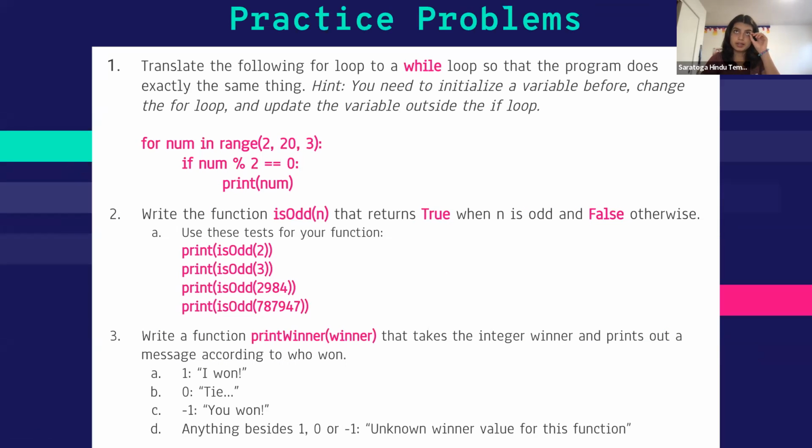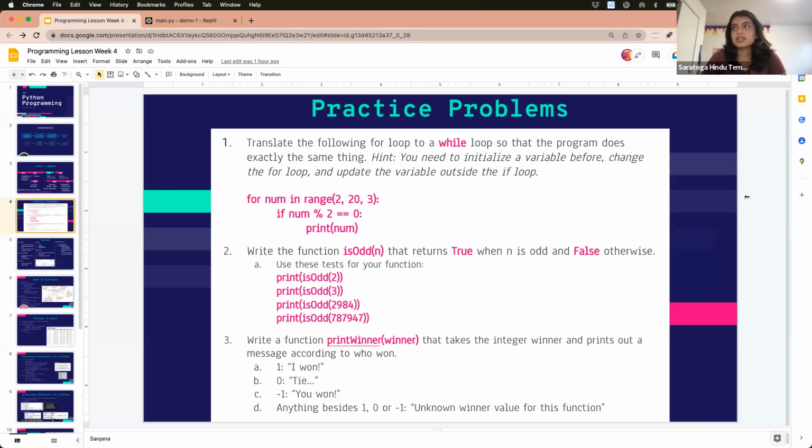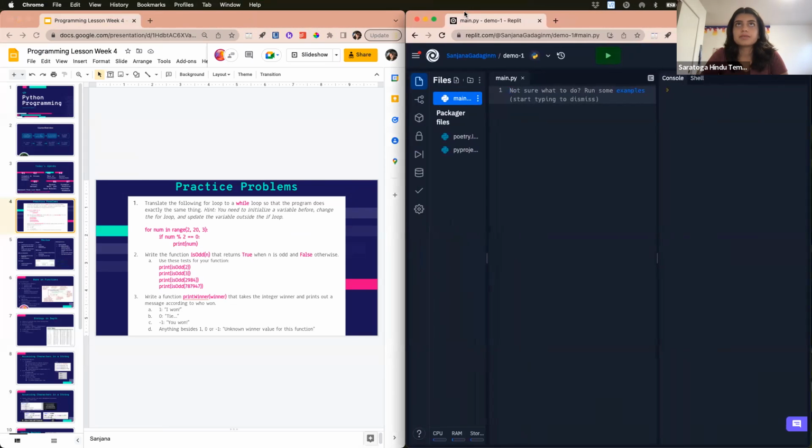Okay, so these were the practice problems from last week. Let me minimize my screen and I'll split it. Okay, so our first problem was translate the following for loop to a while loop so that the program does exactly the same thing. Hint, you need to initialize a variable before, change the for loop, and update the variable outside the if statement. So the reason why I gave you guys a hint is so that we don't have any forever while loops or while loops that never stop or never terminate.